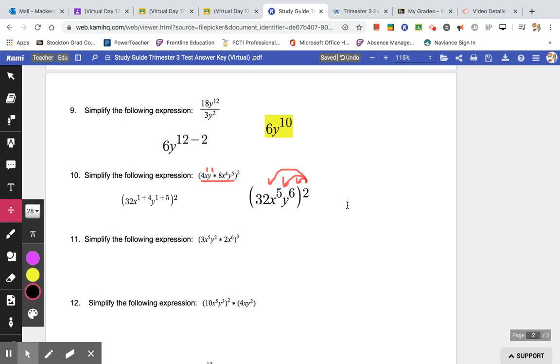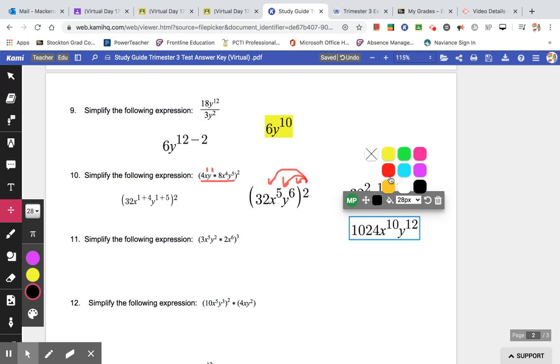And when we do that, we'll get 32 squared, x to the 10th, y to the 12th. And there's one last thing you can do to simplify this problem, and that's we actually know what 32 squared is. It's a big number, but we can calculate it by doing 32 times 32. So 32 times 32 is 1024, and then we keep x to the 10th, y to the 12th. So that will be actually our final answer to this problem.